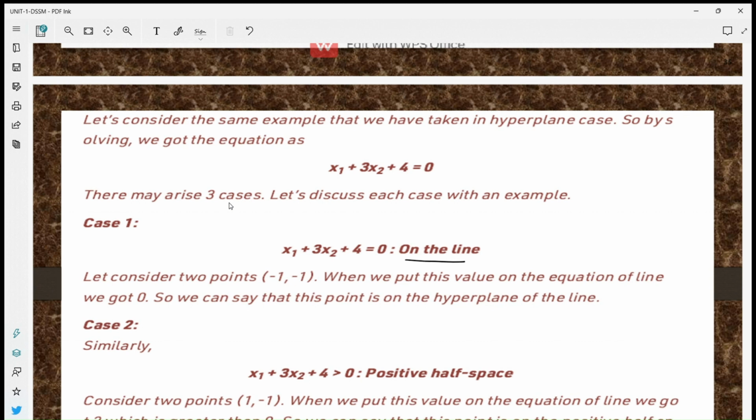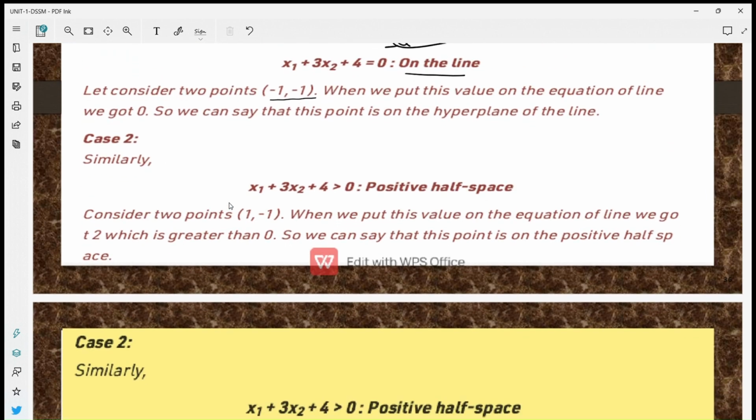So if I consider these values and substitute them into the equation, x1 is minus 1, plus minus 1 times 3, in the sense minus 3, plus 4. It is minus 4 plus 4 equals 0. Okay, so if I substitute this point, I am getting 0 as the value. That's why it is on the line. In case 2, let us assume this value, x as 1 and y as minus 1.